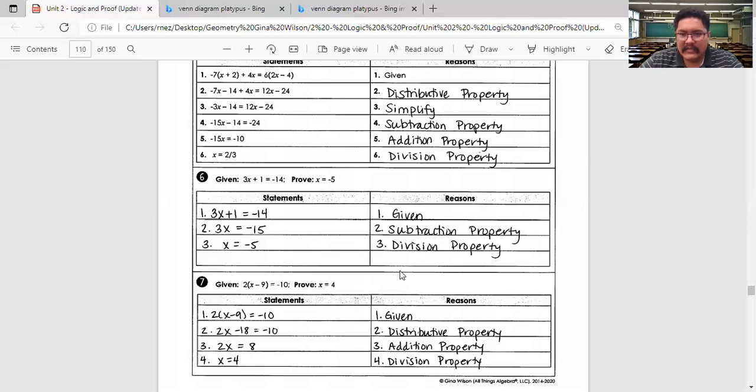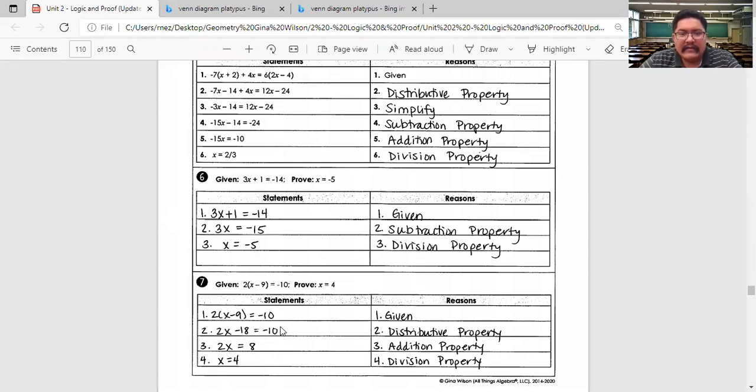All right, so last one for this page. First thing is we show our given: 2 times the difference of x and 9 equals negative 10. So just write that down right here. Write down the given, because that's what we're starting with. We didn't do anything yet.